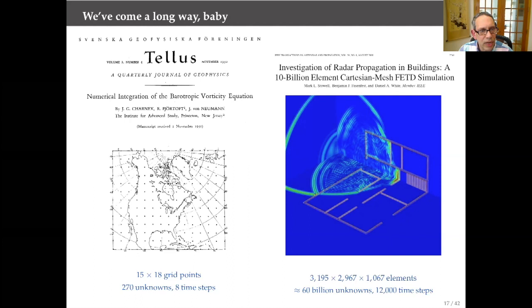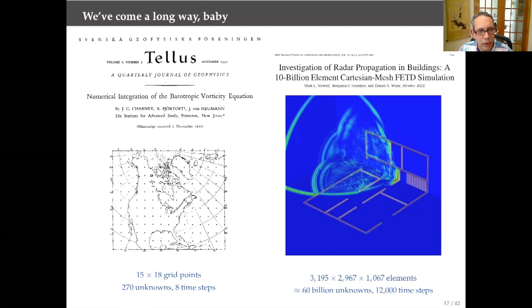Now, let me compare that computation with a recent one by Stowell, Fasenfest, and White from Los Alamos National Labs. This is an investigation of radar passing through a building, and it uses finite elements, 10 billion of those little triangles, although in this case they're little boxes. And they use 12,000 time steps. There are multiple unknowns, six unknowns, so it's 60 billion unknowns, 12,000 time steps, about a trillion times bigger than what von Neumann did in the '50s.